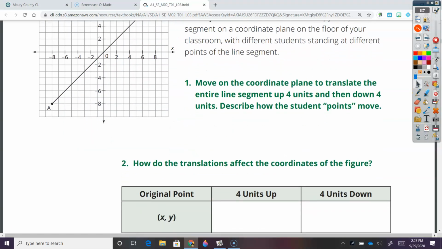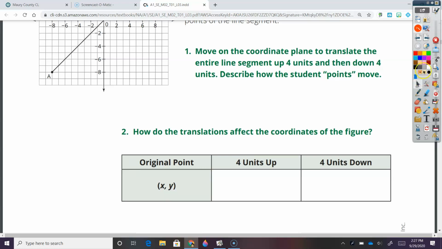Number 2, how do the translations affect the coordinates of the figure? Well, if we're moving up 4 units, my x is going to stay the same, but my y is going to have 4 units added. If I'm going down 4 units, my x is going to stay the same, and I'm going to take away 4 units from my y.